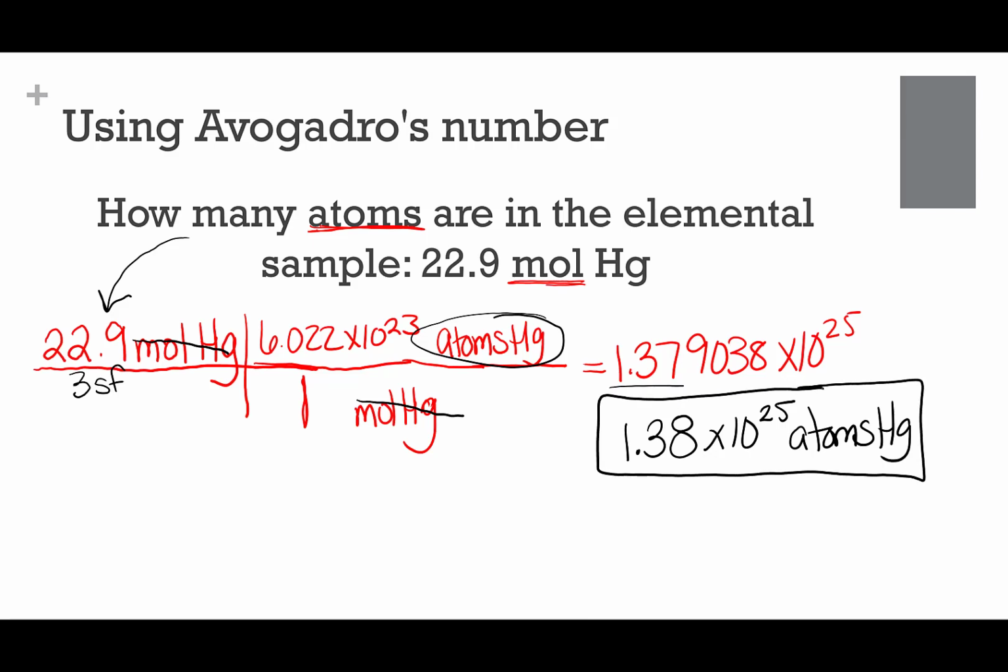Okay. Does this answer make sense? Well, we probably aren't terribly familiar with how big a mole is, right? But does it make sense that if we were to measure out some sort of sample of mercury, that would be a ridiculously big number of atoms? Yeah. When we're talking about atoms, usually the number is going to be ridiculously big. So this answer does make sense to me.